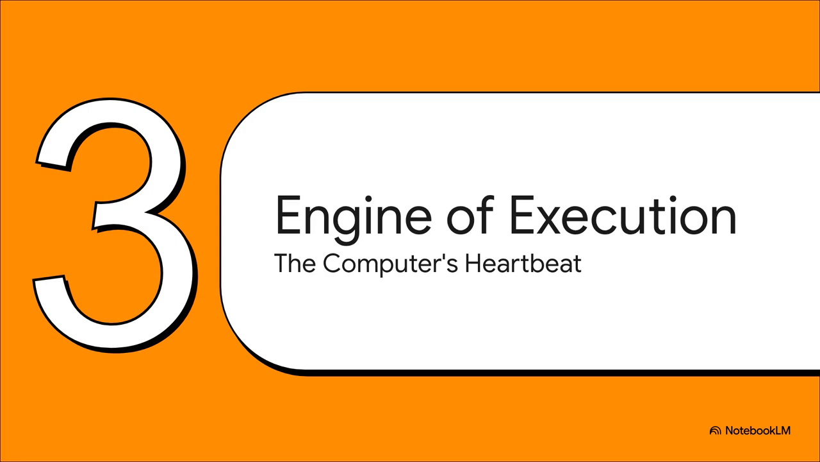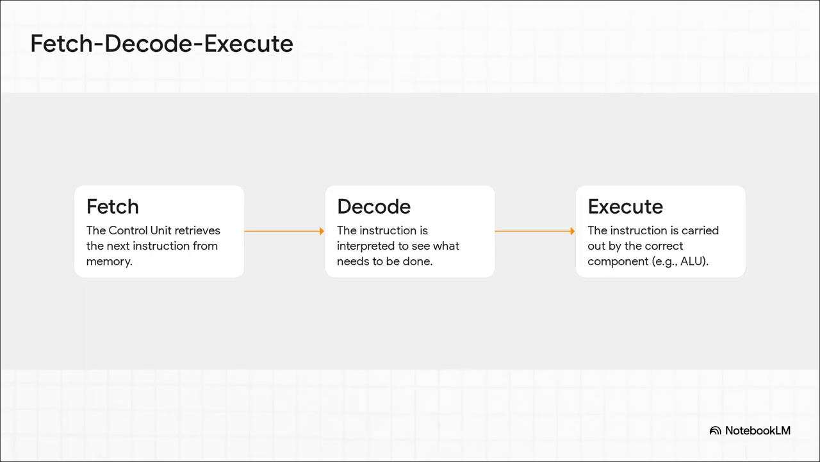Okay, so we've got our translated code, and we've met the main parts of the CPU. How do they all work together? Well, they all operate on a constant, powerful cycle that is literally the fundamental heartbeat of all computing. It all boils down to a constant three-step dance: fetch, decode, execute. First, the control unit fetches the next instruction from memory. Simple enough. Then, it decodes that instruction to figure out what it's supposed to do. And finally, it sends the command to the right component, like the ALU, to be executed. And this isn't happening once or twice. This cycle repeats billions of times every single second.